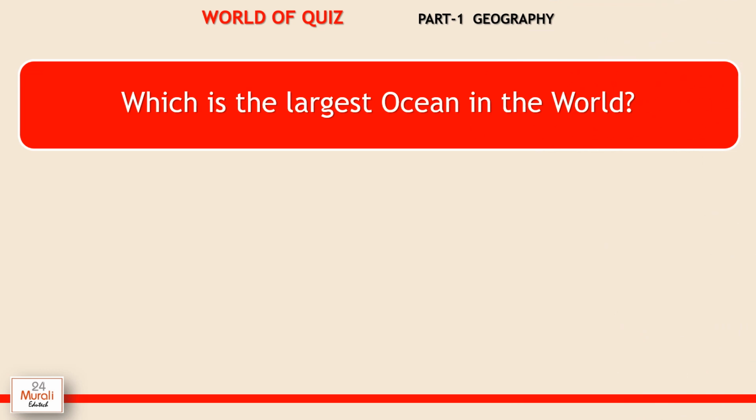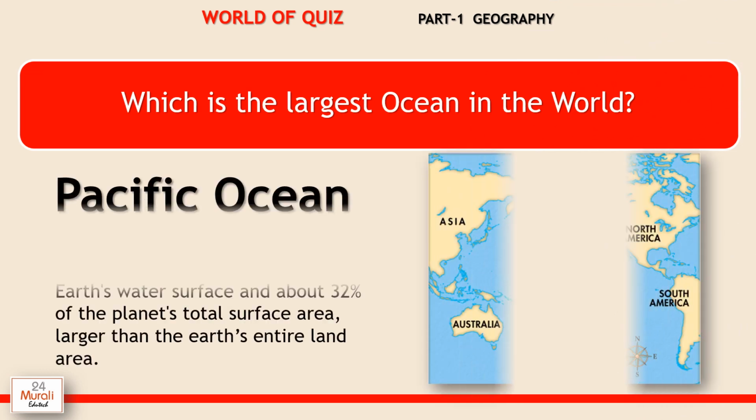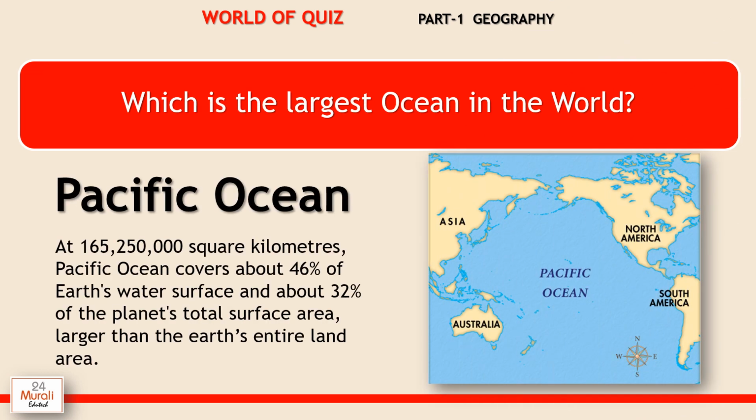Which is the largest ocean in the world? Pacific Ocean, at 165,250,000 square kilometers. Pacific Ocean covers about 46% of Earth's water surface, and about 32% of the planet's total surface area, larger than the Earth's entire land area.